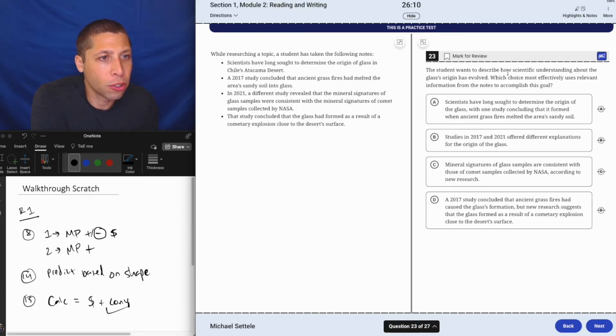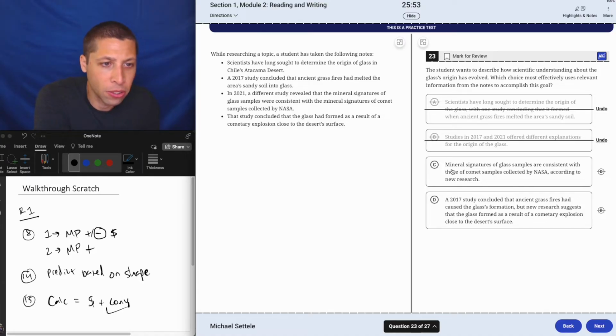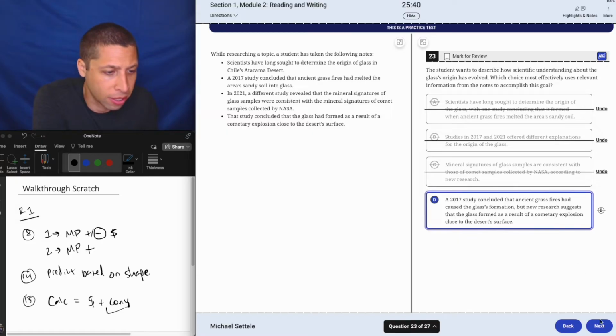Okay, the student wants to describe how scientific understanding about the glass's origin has evolved. Okay, so how has scientific understanding evolved? Scientists have long sought to determine the origin of the glass, with one study concluding that it formed when ancient grass fires melted. No, that's not evolving. Studies in 2017 and 2021 offered different explanations. Okay, but what were the explanations? Mineral signatures of glass samples are consistent with those of comet samples. Okay, I don't know what that has to do with it. A 2017 study concluded that ancient grass fires had caused the glass's formation, but new research suggested the glass formed as a result of a cometary explosion. Yeah, it's suggesting how it evolved.